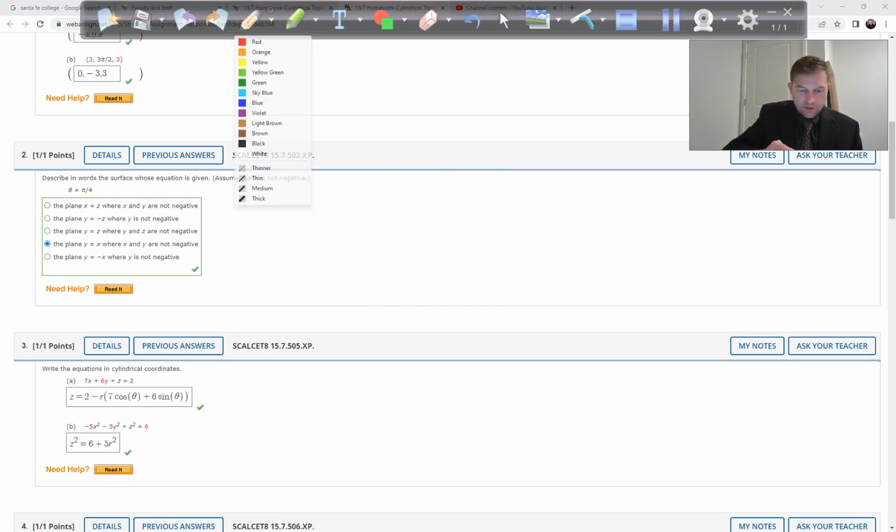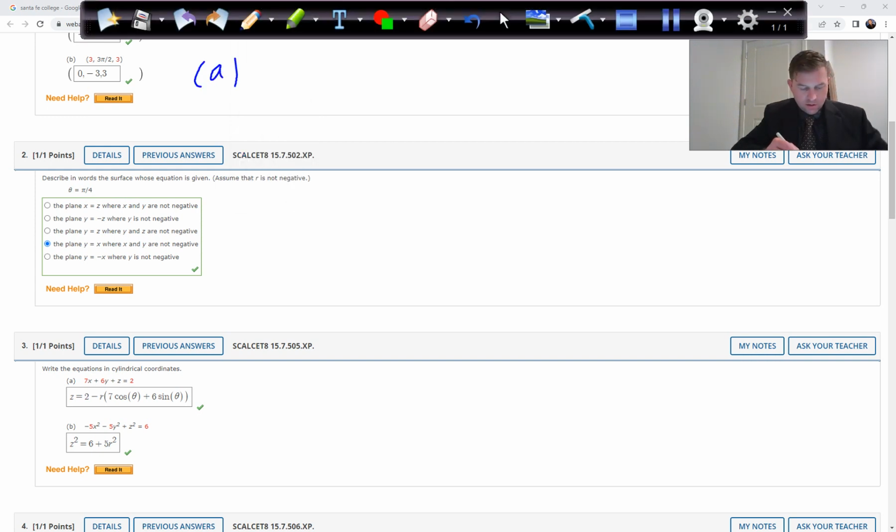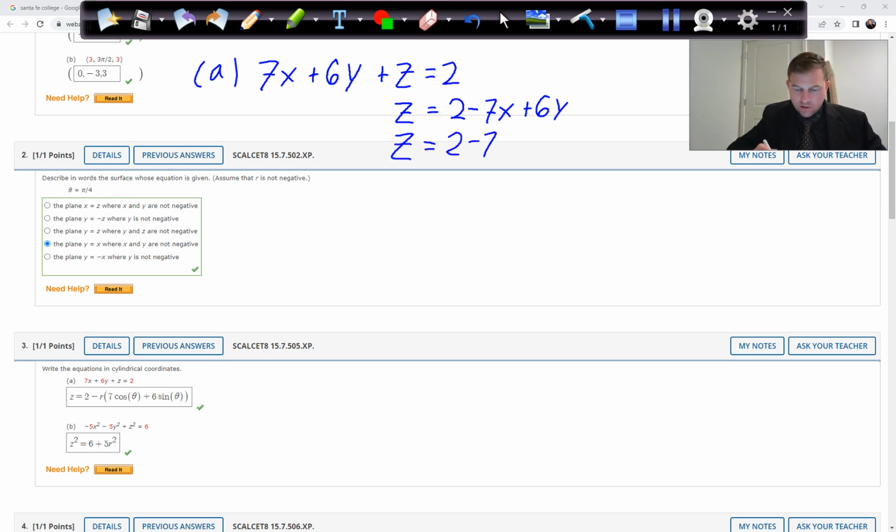Okay, problem 3, they want us to go from rectangular coordinates to cylindrical coordinates. So we have in part A, 7x plus 6y plus z equals 2. And basically we're going to solve for z. So we're going to say z is equal to 2 minus 7x plus 6y. And then we're going to recall that x is r cosine theta and y is r sine theta.